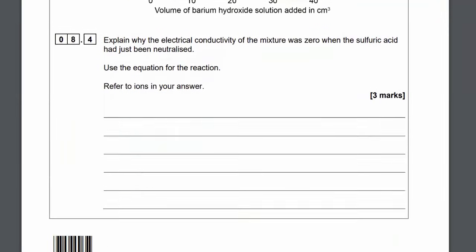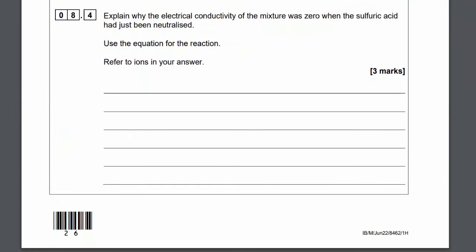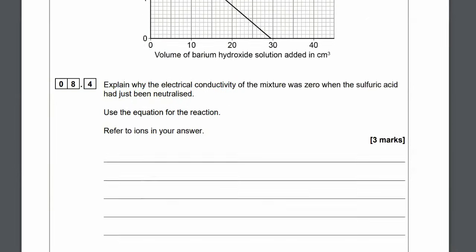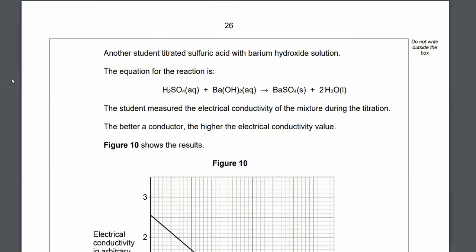3 marker. Lovely bubbly. Okay. 8.4. Explain why the electrical conductivity of the mixture was 0 when the sulfuric acid had been neutralized. Use the equation for the reaction. Refer to ions in your answer. Now, they're talking about ions. So if we go up here and look at this equation, look at the products.